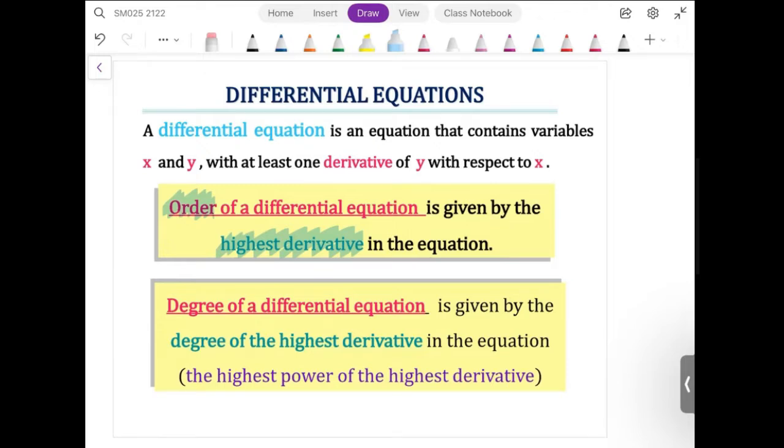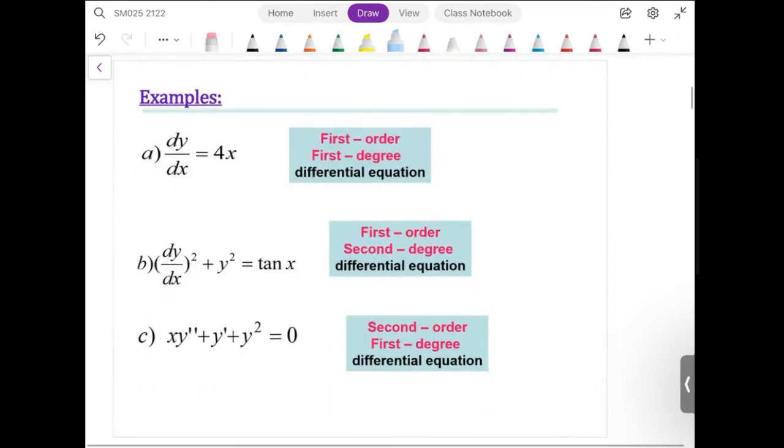Degree, this term you already encountered last semester, topic 6, the power, right. But the degree for this topic refers to the degree of our highest derivative. So that means the highest power of the highest derivative. Okay, those are the two main elements. Let's go straight to examples. So we have three different examples which have different order and degree.